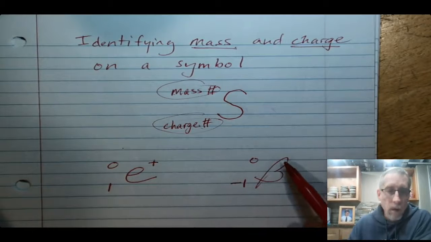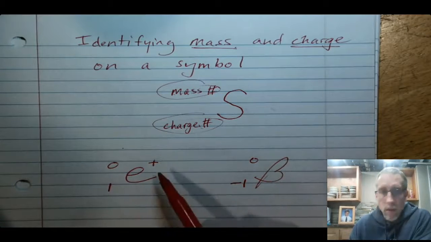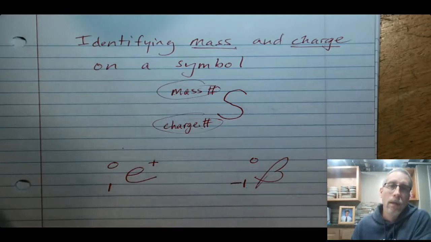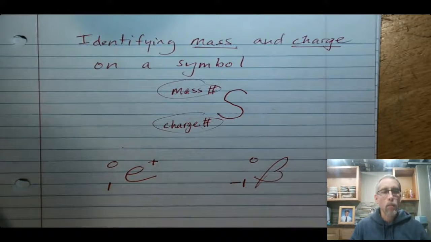So remember, this beta particle is really a clever name for an electron. And the positron is the same in every way, mass, except opposite in charge. Okay, just some special little particles that I want you to know about as we study more in nuclear energy.